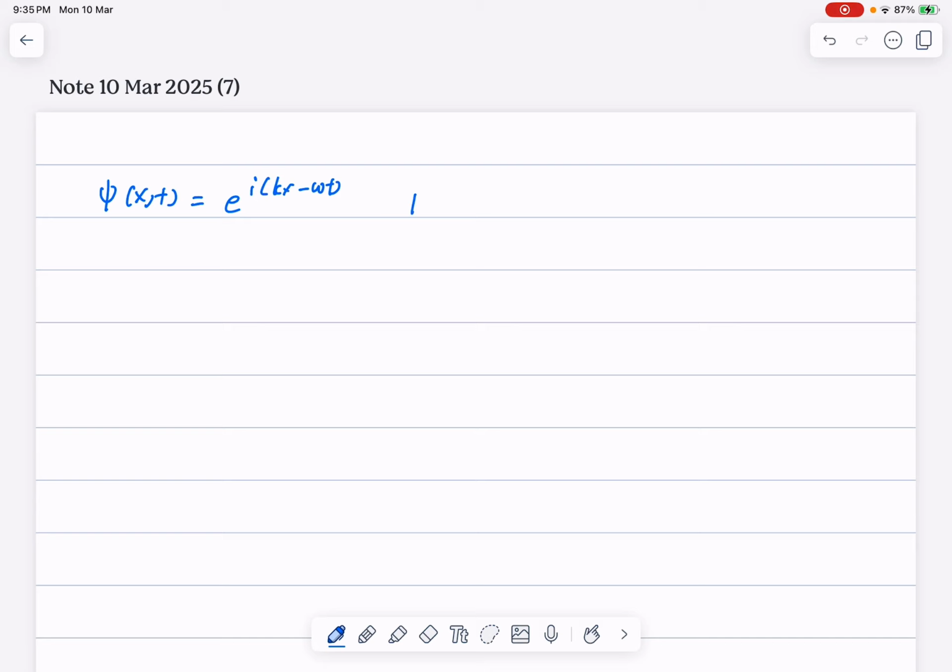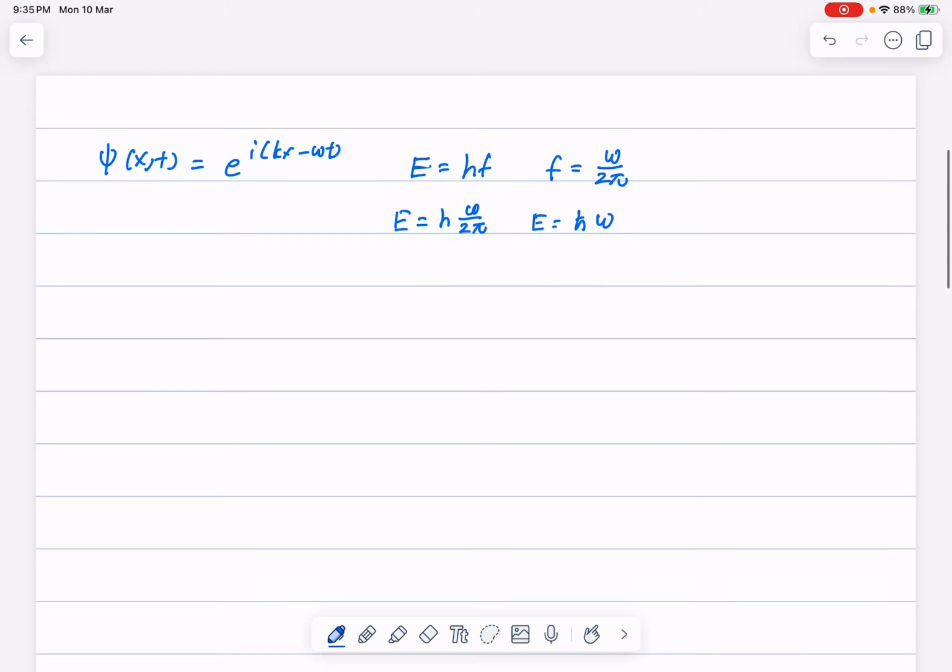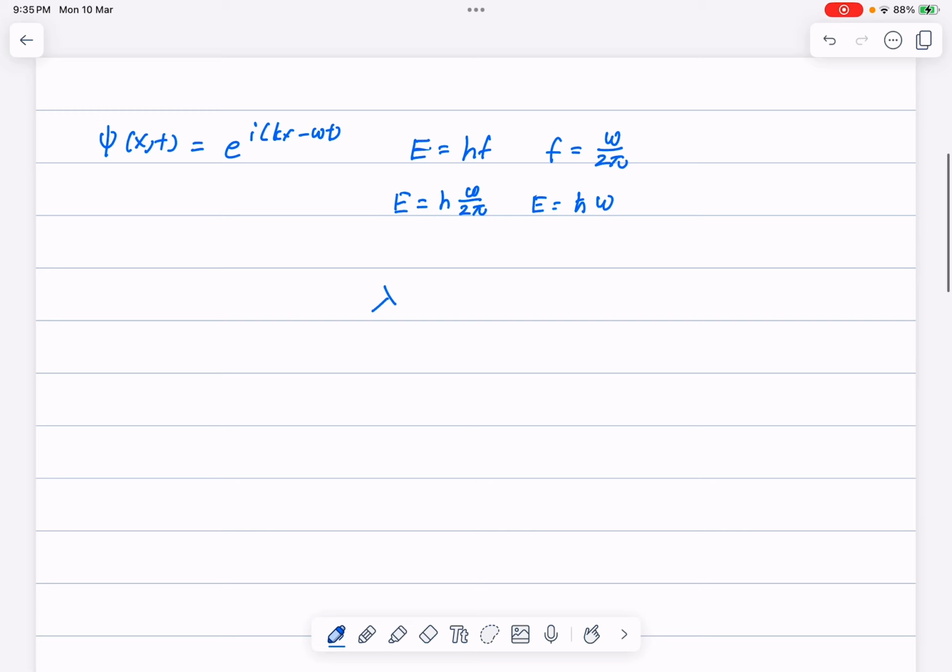And as we recall from the photoelectric effect, E equals h times f. Note that f, the frequency, can be written as omega over 2 pi. Thus, E equals h omega over 2 pi, which can be written as E equals h bar omega. From de Broglie, lambda equals h over p, and that means p equals h over lambda.